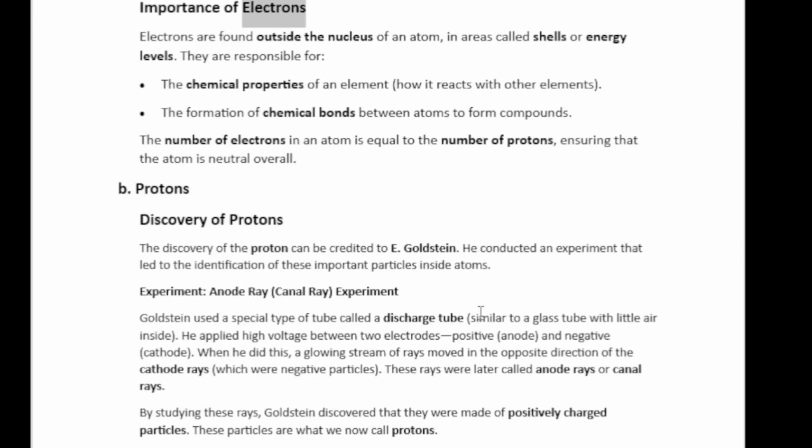Importance of electrons. Electrons are found outside the nucleus of an atom, in areas called shells or energy levels. They are responsible for the chemical properties of an element, how it reacts with other elements, and the formation of chemical bonds between atoms to form compounds. The number of electrons in an atom is equal to the number of protons, ensuring that the atom is neutral overall.